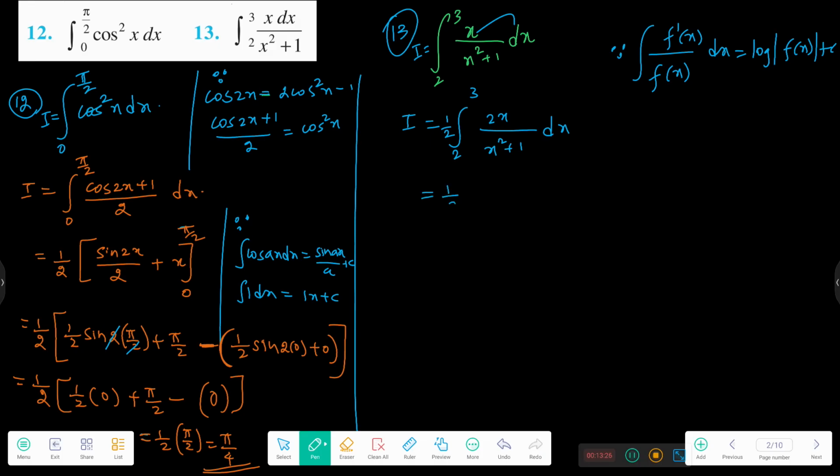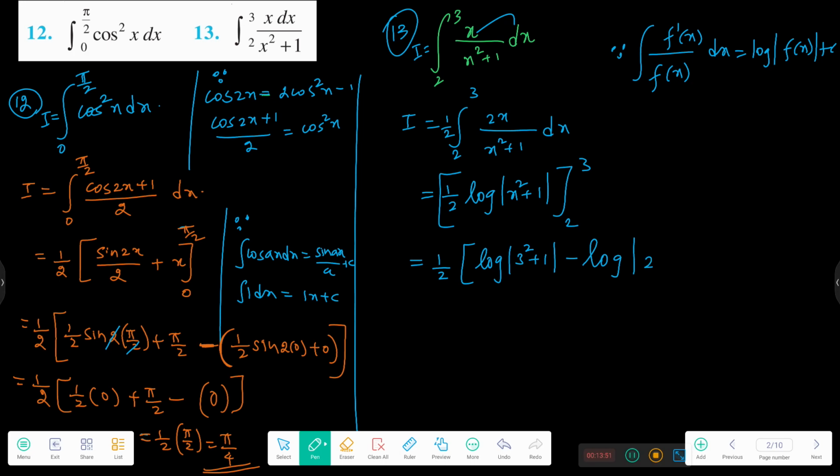Now you can use 1 by 2 into log of the denominator, with limits 2 to 3. Suppose the numerator x is not there, you can say it is the tan inverse formula. But when we have a variable, you should not go that way. 1 by 2 let it be outside. Now log of 3 square plus 1, upper limit, minus lower limit, log of 2 square plus 1. That's it. So 1 by 2 into log of 3 square, that is 9 plus 1, 10, log 10 minus log of 2 square, that is 4, 4 plus 1, 5.